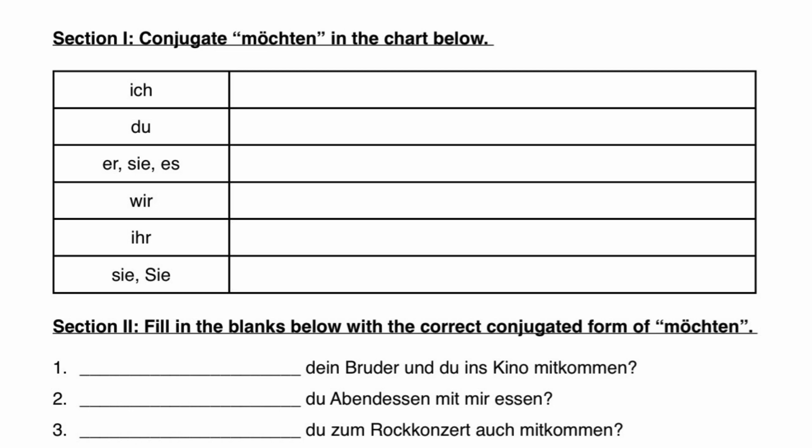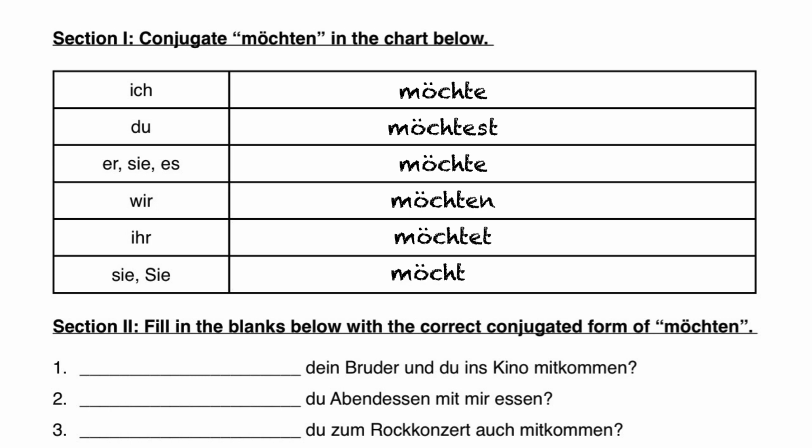So in order to conjugate it, we have to have ich möchte, du möchtest, er/sie/es möchte, wir möchten, ihr möchtet, sie möchten. Notice that the ich and er/sie/es forms are the same for mögen and möchten. This is actually true of all modal auxiliaries. They all take the same forms for the ich and er/sie/es forms.